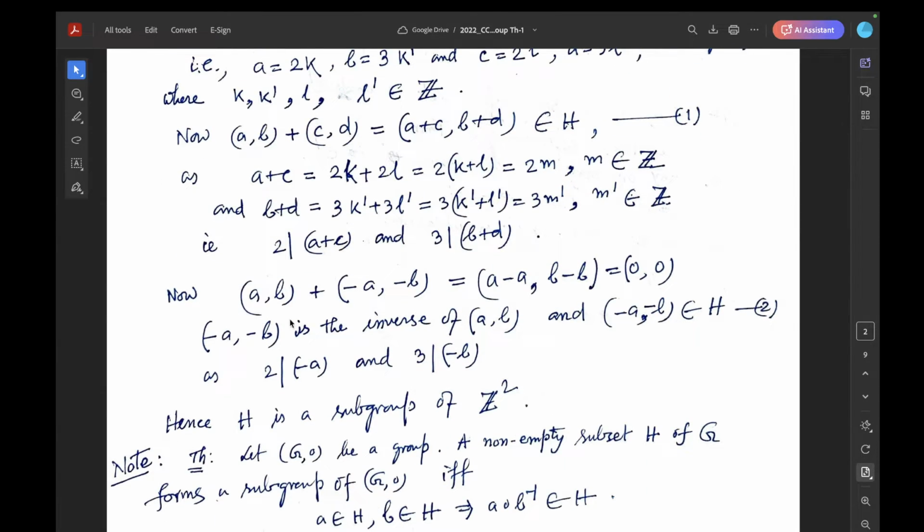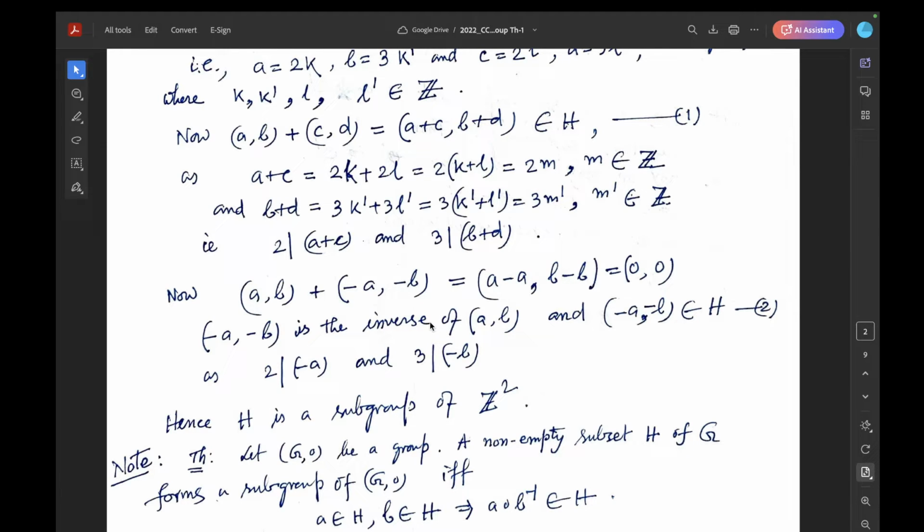Now, ordered pair (a, b) plus ordered pair (minus a, minus b) equals (a minus a, b minus b), so this is equal to (0, 0). So (minus a, minus b) is the inverse of (a, b), and (minus a, minus b) belongs to H because 2 divides minus a and 3 divides minus b.